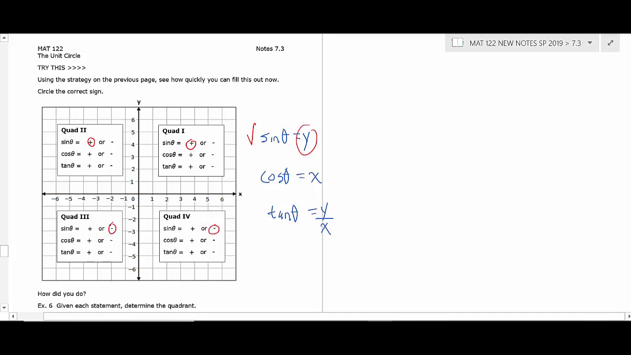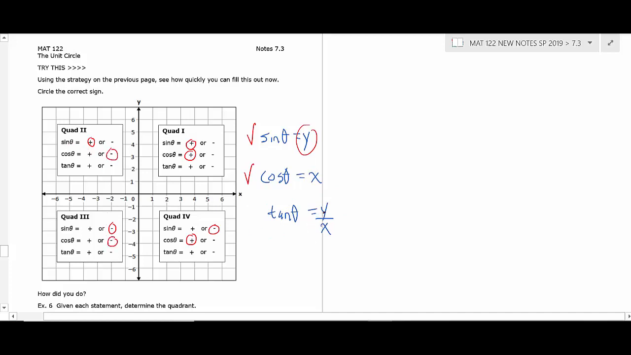All right. So the cosine is the x value. So you just ask, where is x positive? X is positive to the right. So the cosine's positive in those two quadrants. Where is the x value negative? This way, to the left. So we say negative there, negative there.